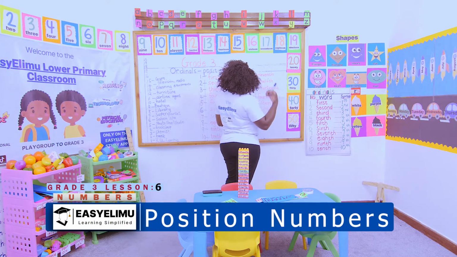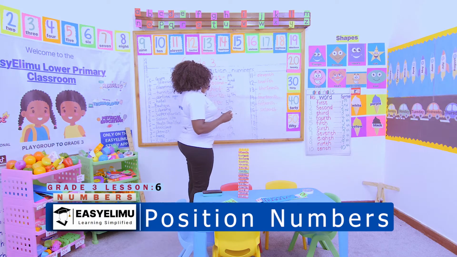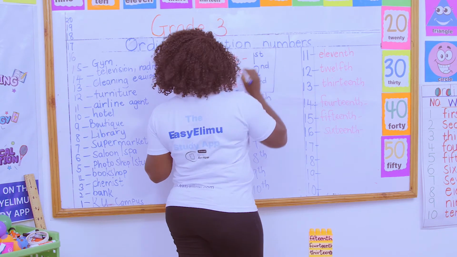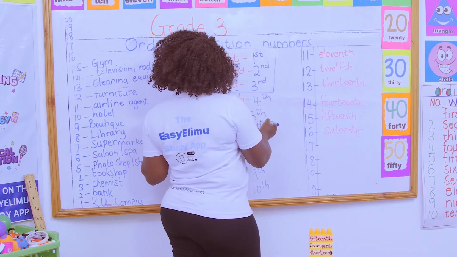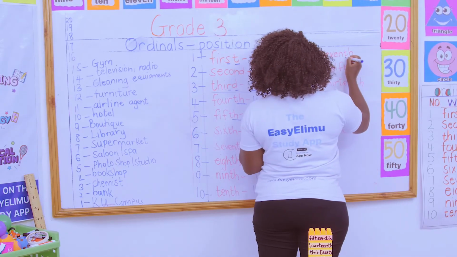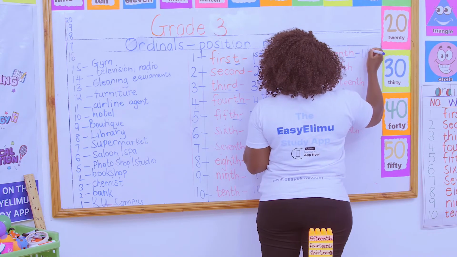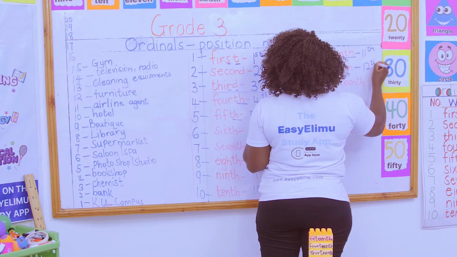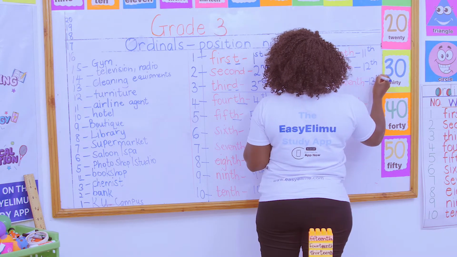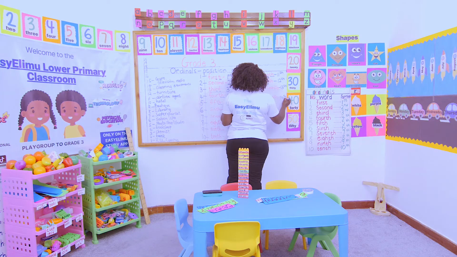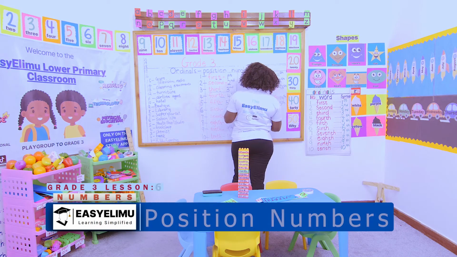Now, when you're told, write the symbols. We said apart from the numbers 1, 2, and 3 that have a different way of doing the symbols, the 4th, the 5th, the 6th, you automatically take the number and TH. And you've realized that even on 11th, we have 11 and the last 2 letters. We have 12th and the last 2 letters. We have 13th and the last 2 letters. We have 14th and the last 2 letters. And we have 15th and the last 2 letters.